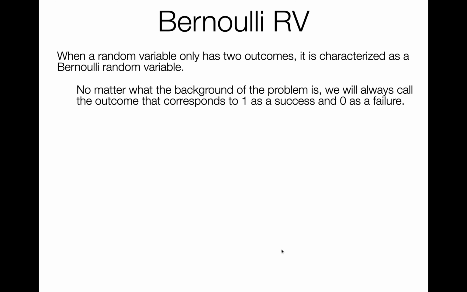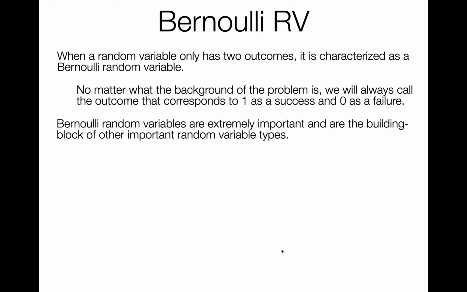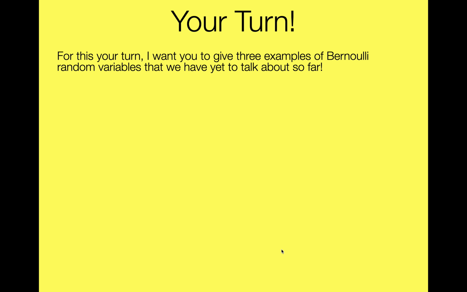Okay, is keep that no matter what the background of the problem is, if it makes sense operationally. Okay. So Bernoulli random variables are extremely important, and they are the building blocks of other important random variable types. And we won't see that for a while, but when I get there, I'll of course remind you of Bernoulli random variables. Okay, so our first your turn is for you to come up with 3 different examples of a Bernoulli random variable. So you can think of a situation or multiple situations and then come up with Bernoulli random variables about those situations.